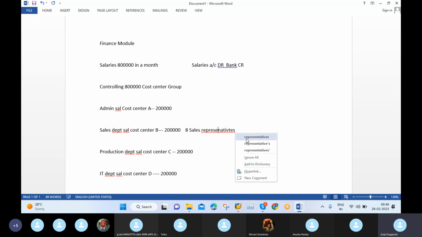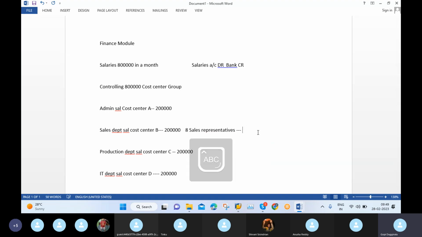What do you mean by sales representatives? I think we know, right? Marketing executives. We have 8 sales representatives. These all cover the 8 areas. Okay, so it means we have 8 sales representatives, and at the same time, these 8 sales representatives cover the 8 areas.